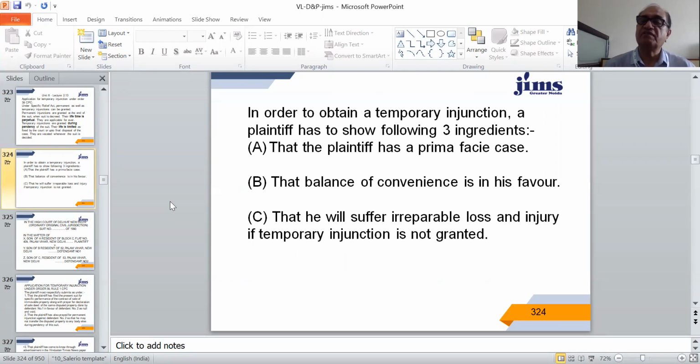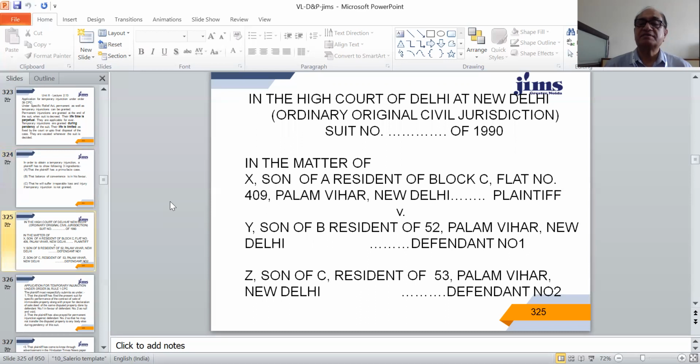Dear students, when you work as an advocate, obtaining a temporary injunction is very important in your practice. If you succeed in getting a temporary injunction for your client, you have won half of the case once you get the temporary injunction. Now with this background in mind, we will start drafting the application for temporary injunction.